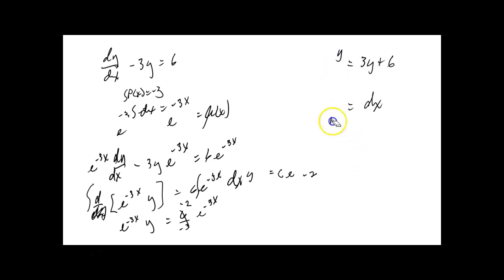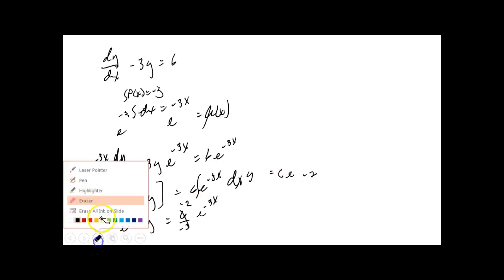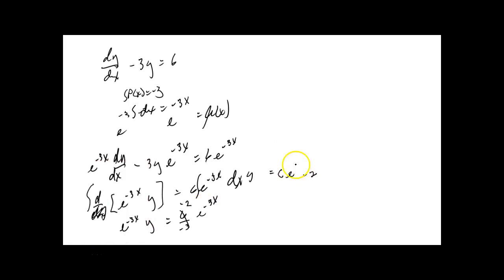Y is equal to CE. Whoa! I erased too much. If my memory's right, it's e to the 3x. My eraser got out of control. Yep. Okay. This is our answer from before. So I'm going to leave that on here to see if we get the same thing.